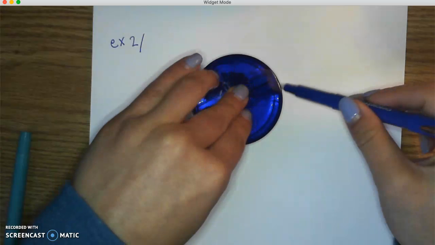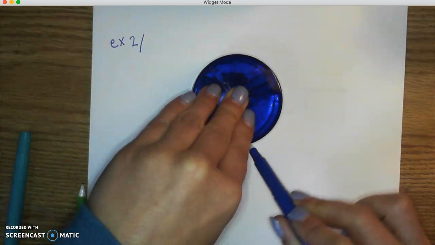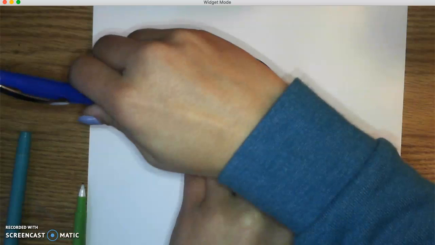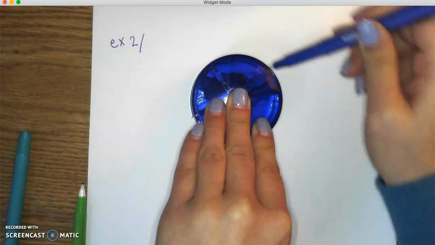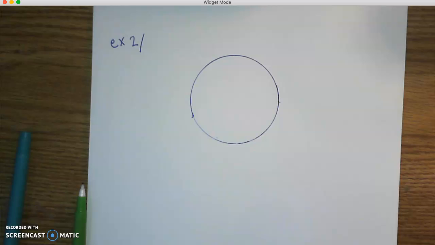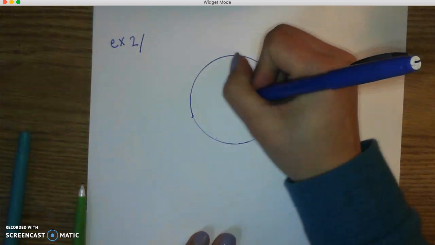But here is our last example. Example 2. Let me take my circle again. I should bring one of these back, huh? A big circle back. That way I can make much better circles in the classroom.